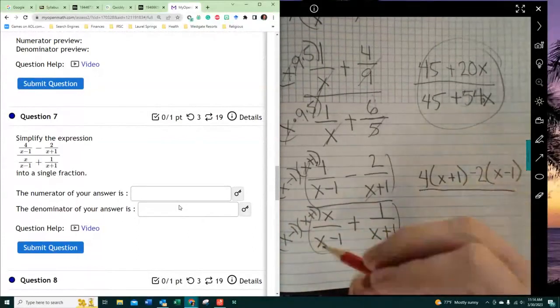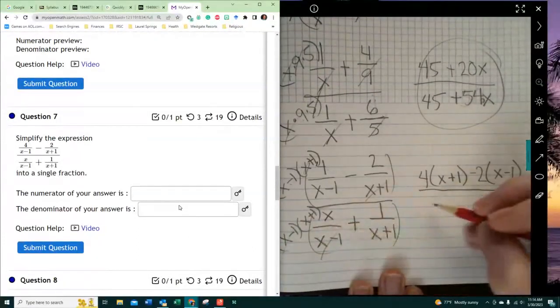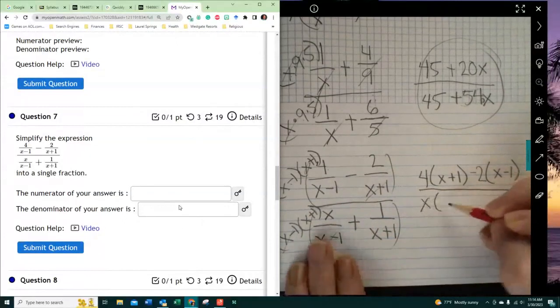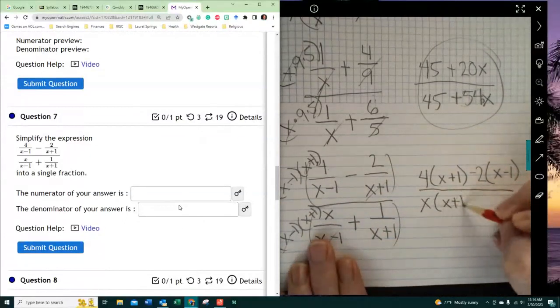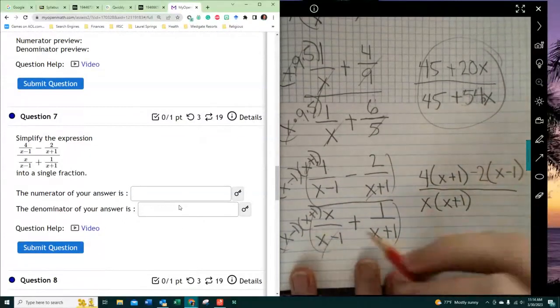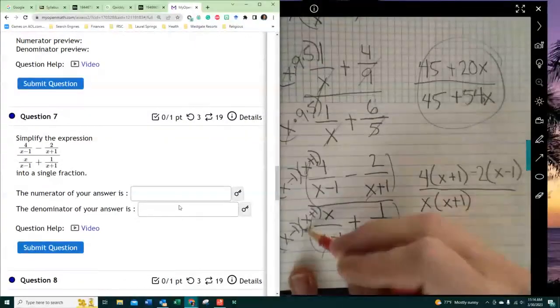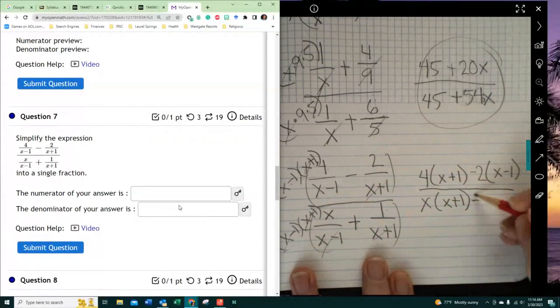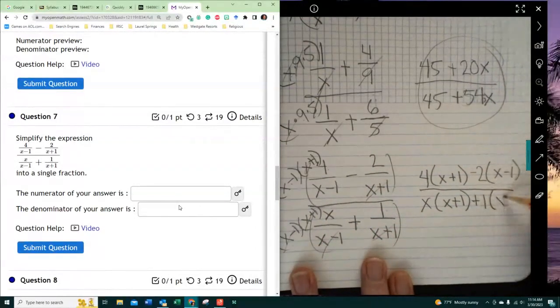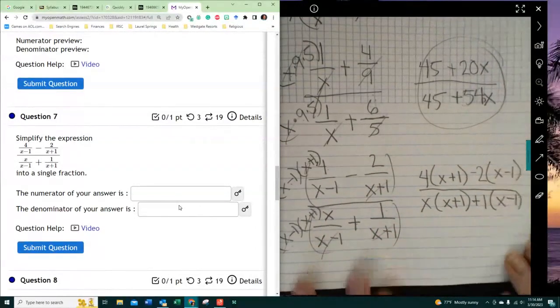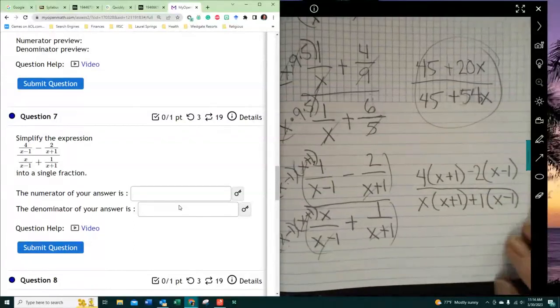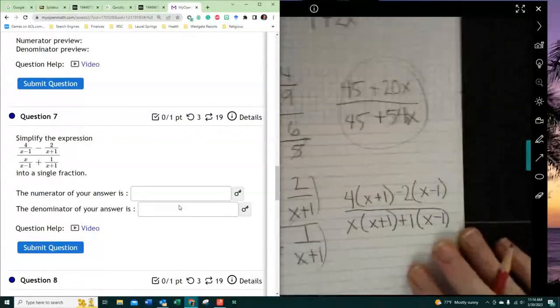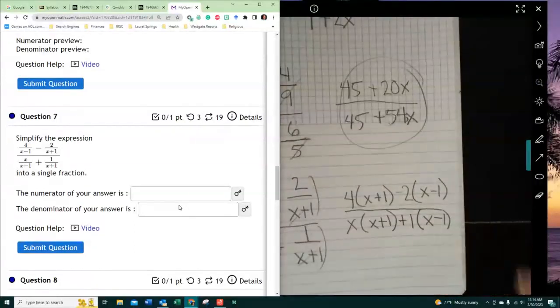Now I do the same thing to the bottom. And then I'm going to wipe this out. I'm going to put x times x plus 1. And then I'm going to go ahead and wipe this out, leaving you with plus 1 times that. So positive 1 times x minus 1. Now I'm no longer having to look at complex fractions.